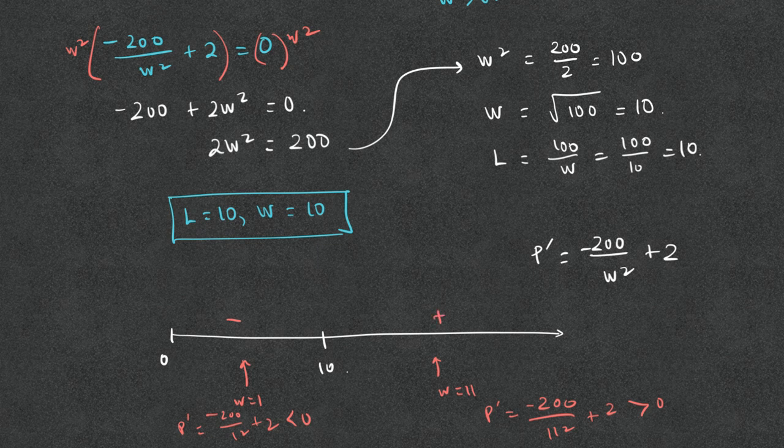What this means is that the graph of the perimeter is decreasing up to 10 and then increasing, which means the perimeter is the smallest when W equals 10. And so we confirm that the perimeter is the smallest when the length is 10 and the width is 10.